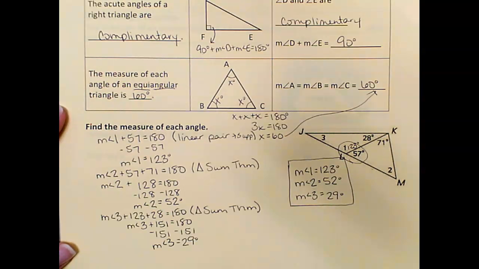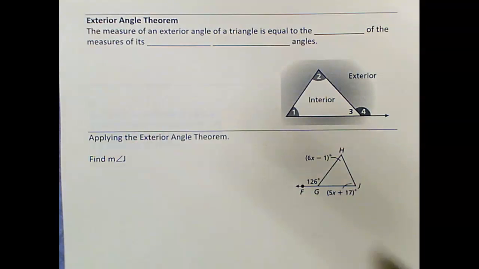Check the equation. Check your justification. The sum of the 3 interior angles of a triangle must equal 180 degrees. Check your math and check your answer. The measure of angle 3 should be 29 degrees. I'm going to change to my next page.